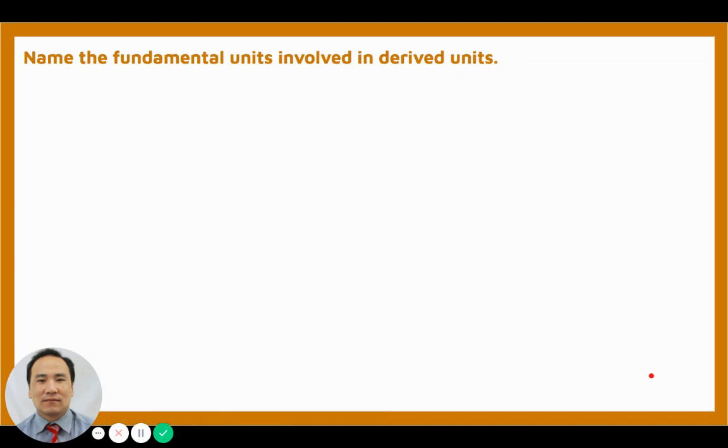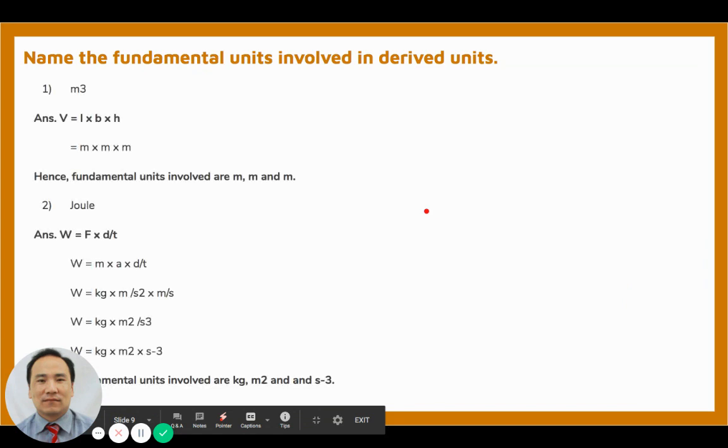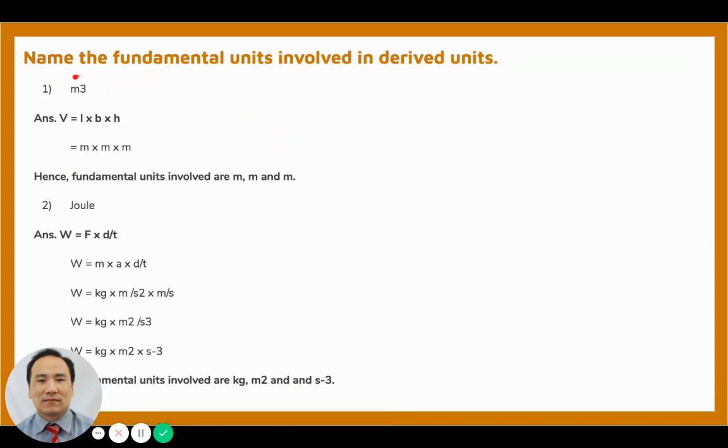Name the fundamental units involved in derived units. This question can be asked in the exam. Suppose you are given a unit and asked what fundamental units are involved in it. It is very easy when units are visible. All the time take the help of the formula. Cubic meter is the unit of volume, with formula length into breadth into height. So meter, meter and meter. That's why the fundamental units involved are meter, meter and meter.